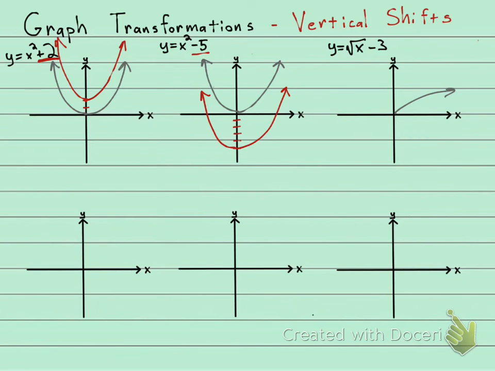And we're going to take this and move it 3. Now, does this 3 belong to the x? Is it under the radical? No, it's not with the x. So it's with the y. And since it's a minus 3, we're going to move it 3 down. Okay, we are shifting it 3 down. And that's it. Okay, vertical shifts, up and down.